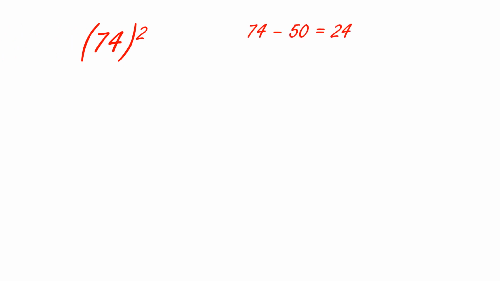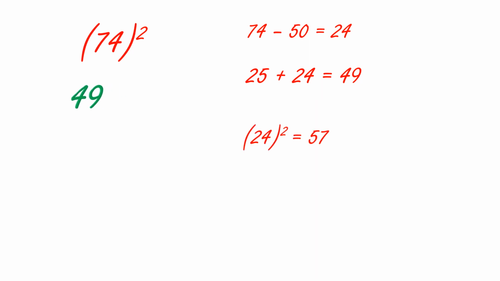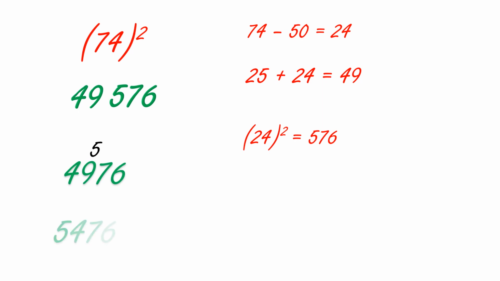Now let's understand 74 square, which is 24 more than 50. Add 24 and 25, that's 49, and 24 square is 576. Now as it has to be only of 2 digits, 5 is carried forward, 49 plus 5 is 54, and 76 is preserved. So 5476 is the answer.